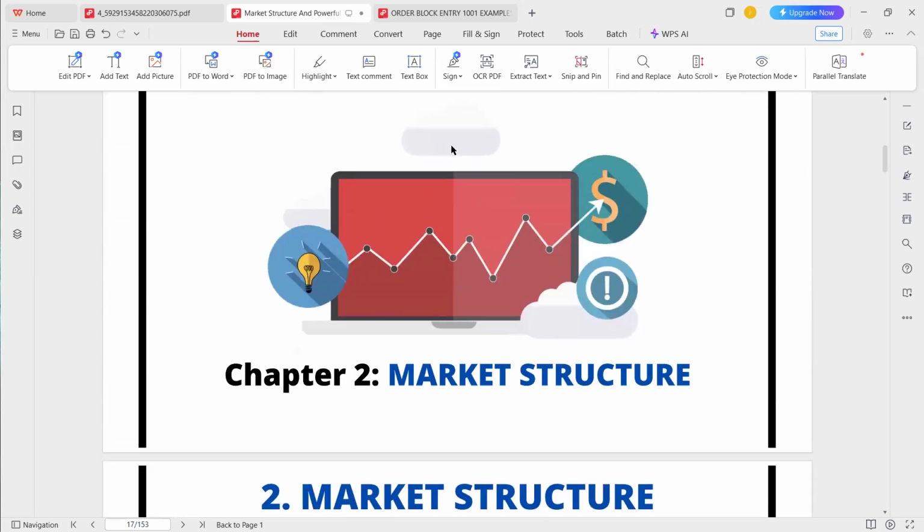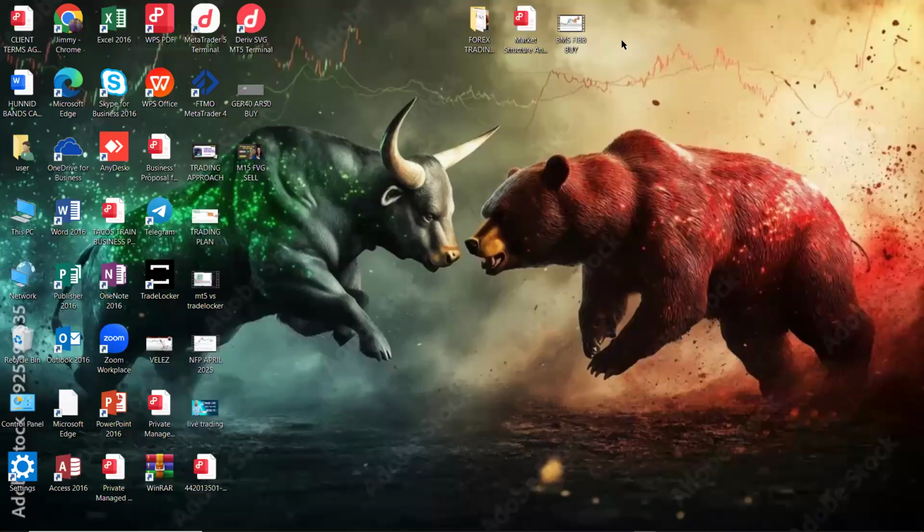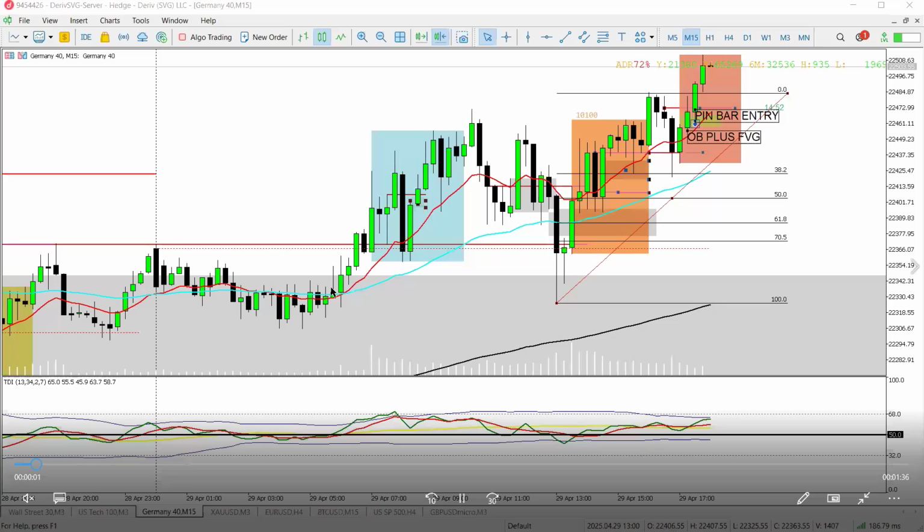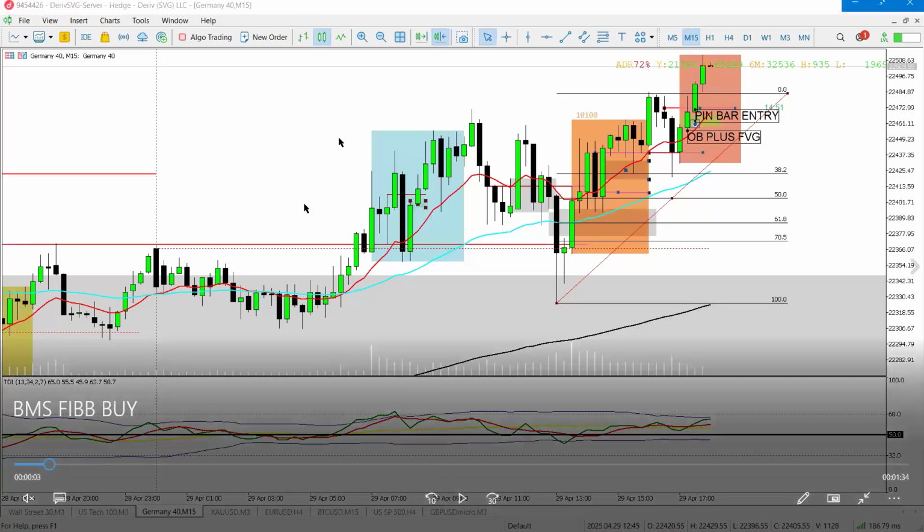Before we get started with chapter 2, I wanted to show you a quick trade which I took just based off the basics. Okay, I'm going to pause. I believe my screen is being shared, so I hope you guys are seeing this. This was a German 40 trade which we took on the 29th of April.